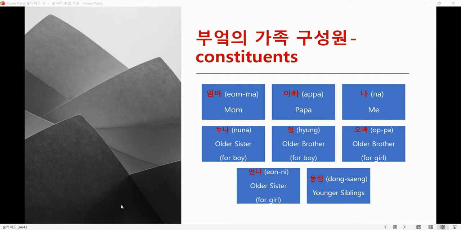We have also another word for older brother, but this time it is for a girl. Older brother for a girl is 오빠. Perhaps you are familiar with this word, 오빠. 오빠 means older brother. 아빠 is papa. 오빠 is older brother or kuya. Older sister for a girl is 언니. 언니, older sister for a girl.